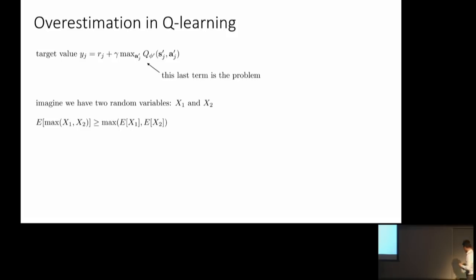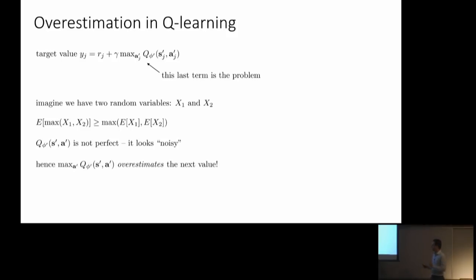Okay. So since the expected value of the max of these two variables is always greater than or equal to the max of their two expected values, you're actually going to get overestimation from this. You're going to basically get the upper of these two curves, which will exaggerate the positive noise and undervalue the negative noise, or exaggerate the positive errors. So since these Q values are not perfect and look a little bit noisy, the max actually overestimates the next value.